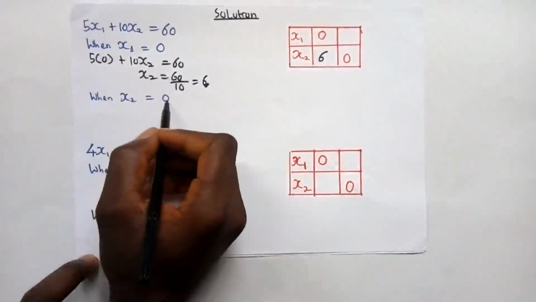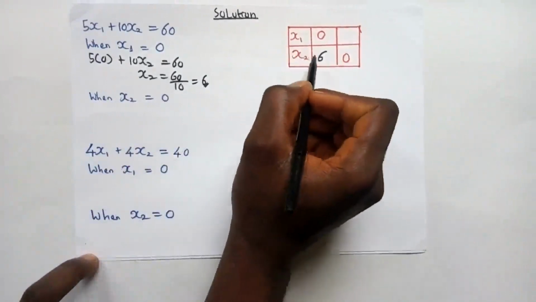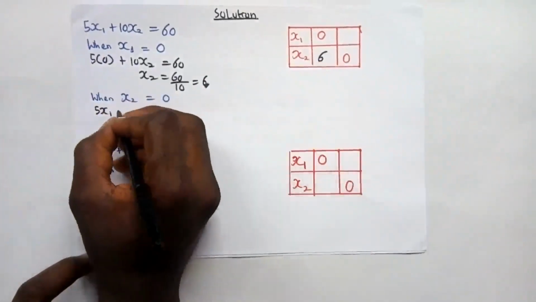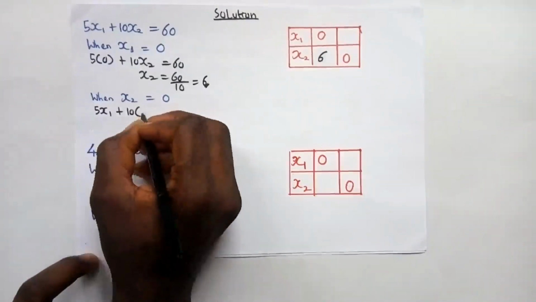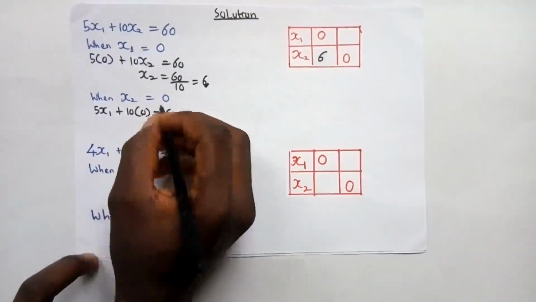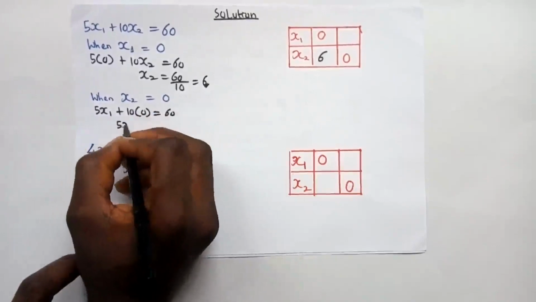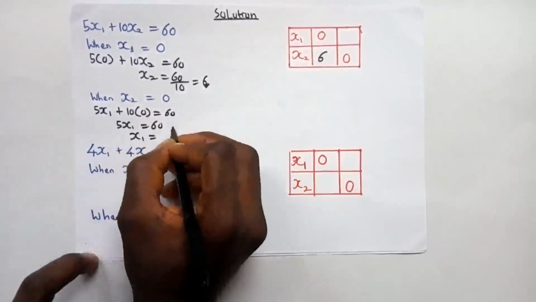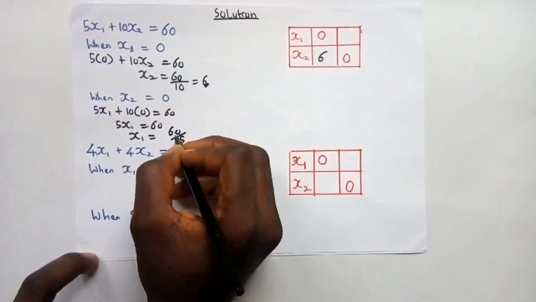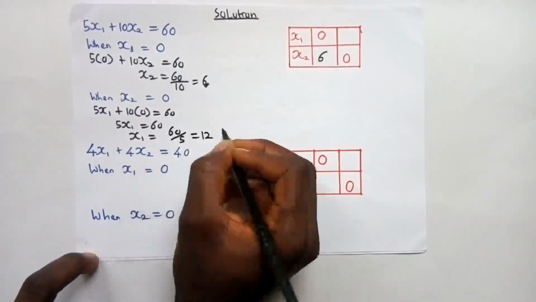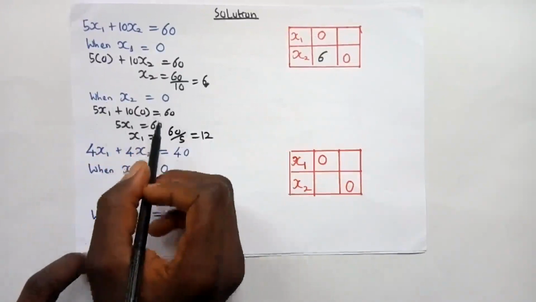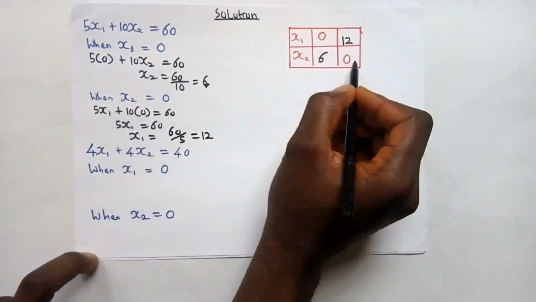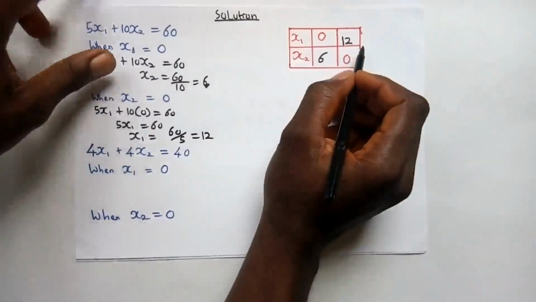When S2 is equal to 0, you want to find S1. So 5s1 plus 10 multiplied by 0 is equal to 60. So 5s1 is equal to 60. S1 is equal to 60 divided by 5. 60 divided by 5 gives us what? 12. So when S2 is equal to 0, S1 is equal to 12.